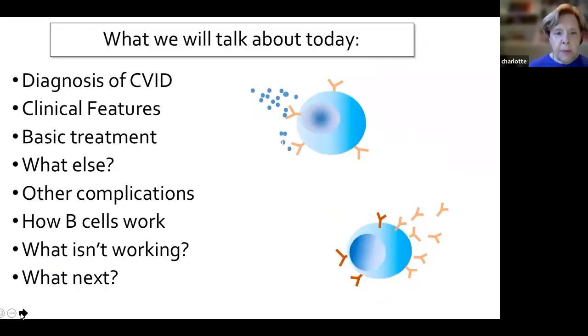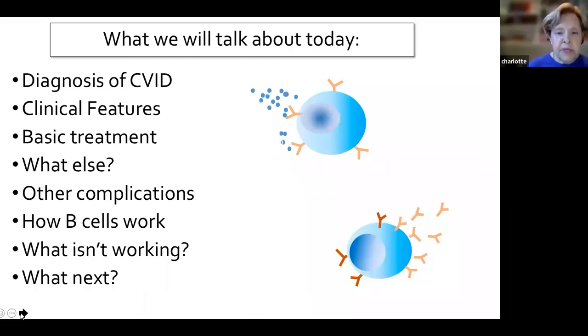So what are we going to talk about today? First of all, the diagnosis. Secondarily, the clinical features, basic treatment. What else? What else happens? Complications, for example. And why those antibody-making B cells, you can see those blue, I guess, circles over there.